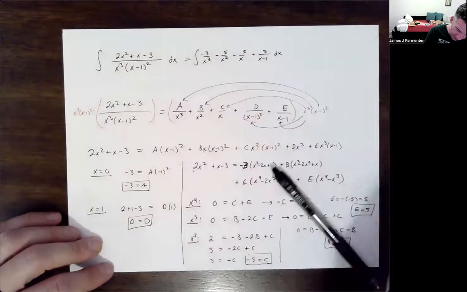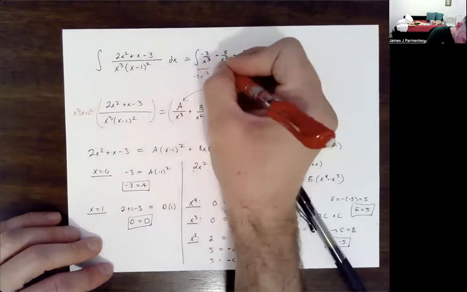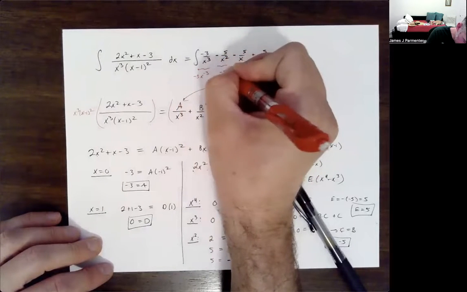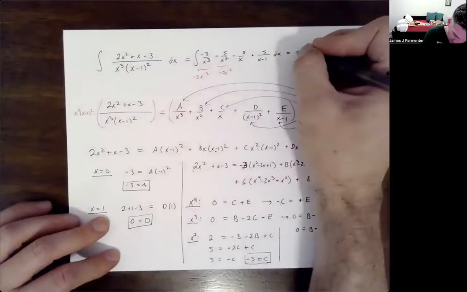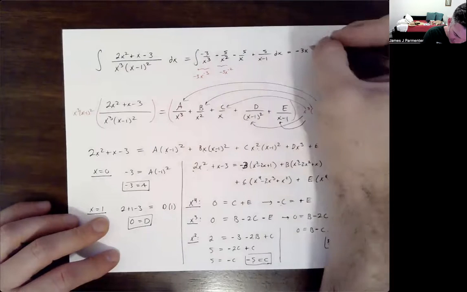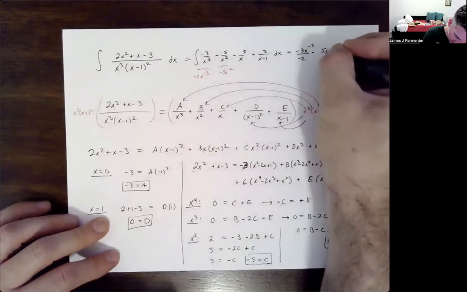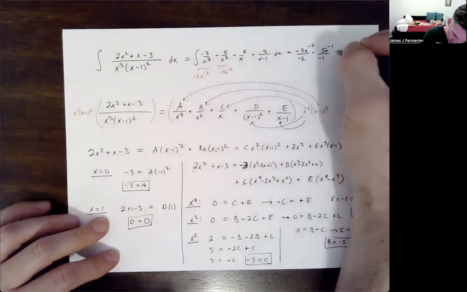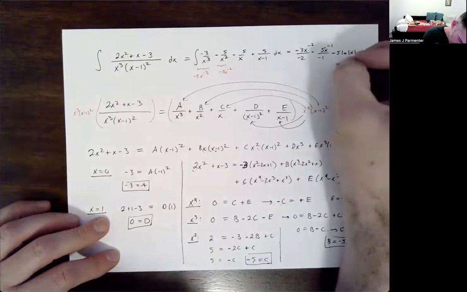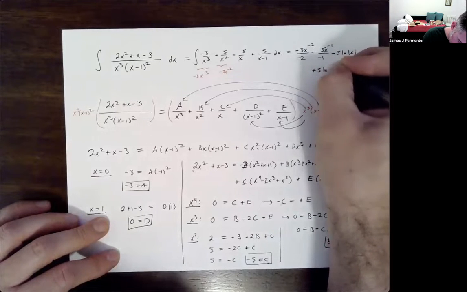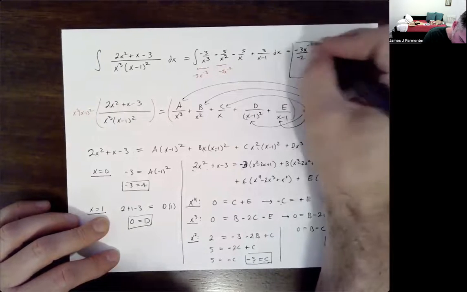I don't want to rewrite this. I'm just going to point out that that's a negative 3 times x to the negative third, and that's a negative 5 times x to the negative 2. So when I integrate this, I end up getting negative 3x to the negative 3 plus 1, which is negative 2, divided by negative 2, minus 5x to the negative 1 over negative 1, minus 5 natural log of the absolute value of x, plus 5 natural log of the absolute value of x minus 1, plus C.